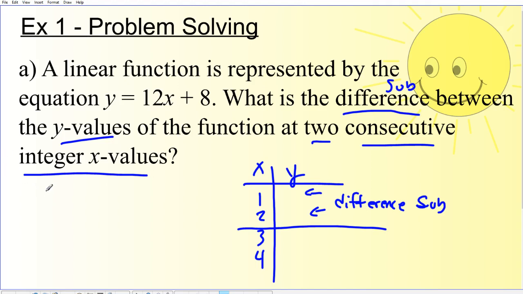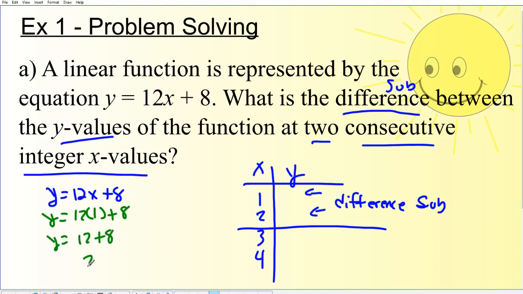So I'm going to take my equation, y equals 12x plus 8, and I'm going to plug in these 2 values, obviously one at a time, and find out what my y value is. So if I plug in, say, the first one, 1 for x: 12 times 1 plus 8. y equals 12 times 1 is 12, plus 8 gives me 20. Okay, and I erase. And I do it again.